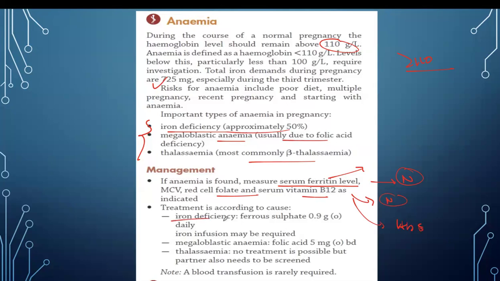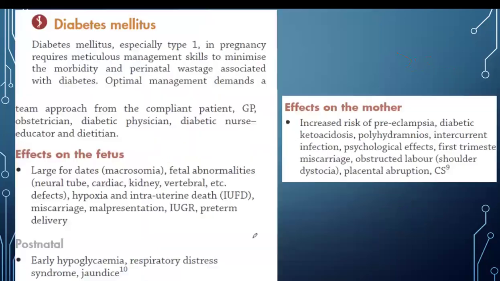If you find it is iron deficiency, then treatment will be, most of the time, an oral iron supplement. And if that doesn't work, or if the patient has a very severe iron deficiency, sometimes we go for iron infusion. If folic acid deficiency is causing the anemia, then you give them folic acid. If it is thalassemia, no treatment is possible, so normally just keep an eye. Okay, so that's usually the treatment.